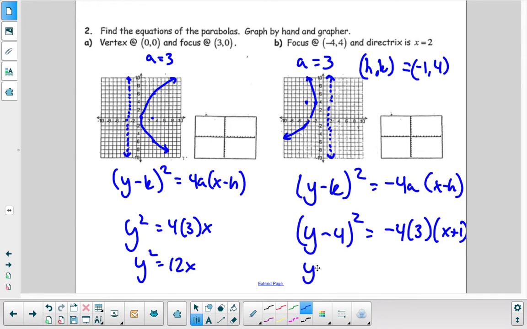And I am fine if you leave it like this. It's in vertex form, so you want to be able to see the vertex clearly from this. You do want to multiply this out because it would be awkward to see 4, 3. But when you're backwards mapping, you need to divide this by 4 to figure out your a value. So a little extra step involved.